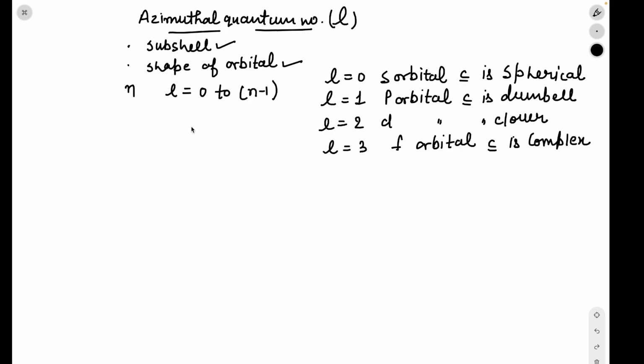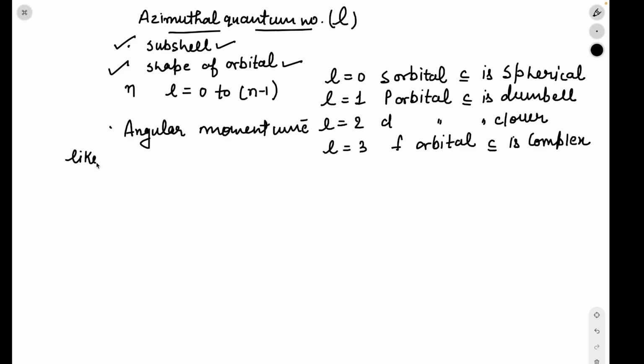The value of L also tells us about the angular momentum of electron. So azimuthal quantum number tells us about the subshell of electron, shape of orbital and angular momentum of electron. So if principal quantum number tells us the floor of a building, then azimuthal quantum number L tells us the type of flat on that floor.